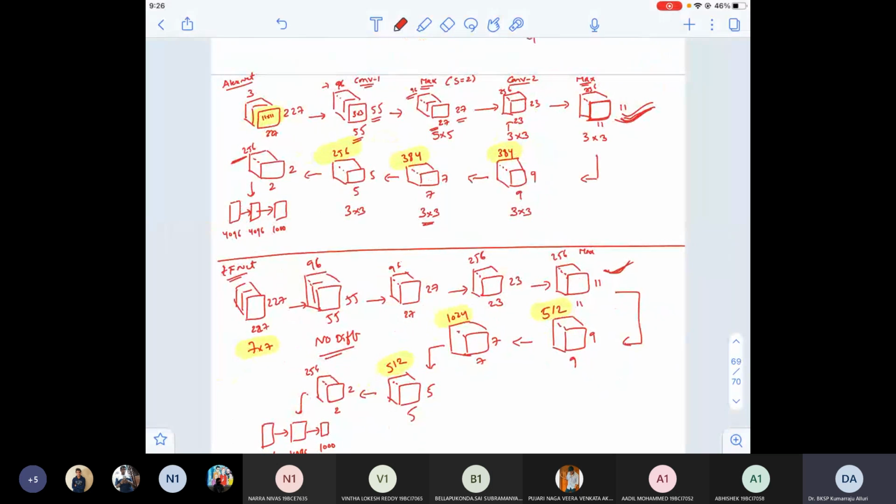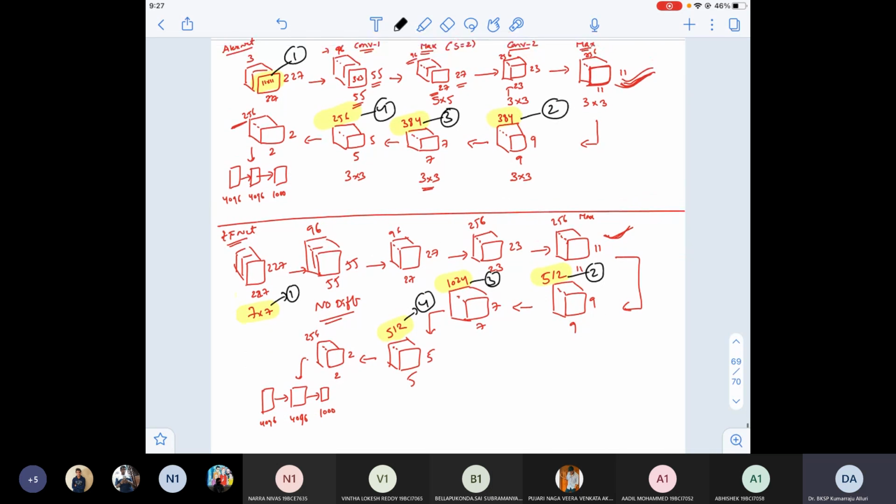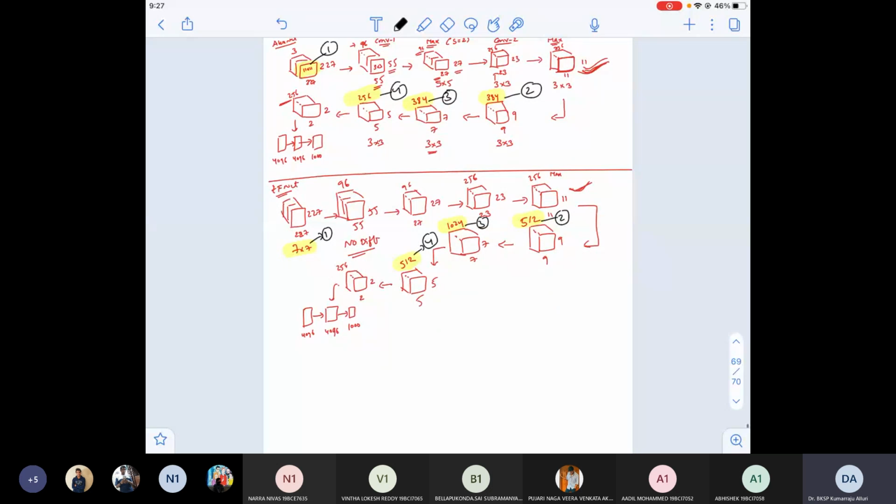Now see guys, maybe I have to take one more color here. The first difference is this. This is my second difference, third difference, fourth difference. I'll also label it the same thing here: first difference, second difference, third, and fourth. Now you realize what the differences are? There are only 4 differences. Let me also take a picture of this. It will be useful for me later.